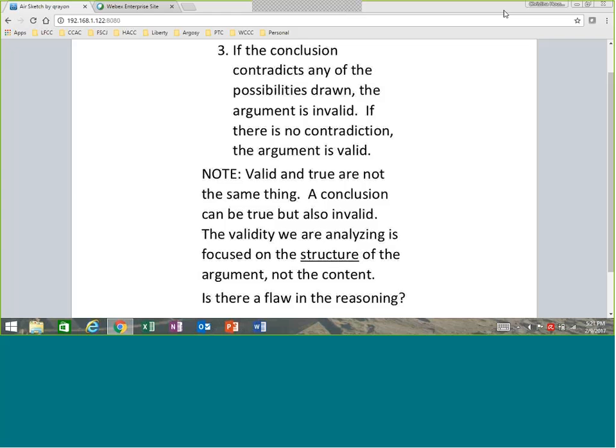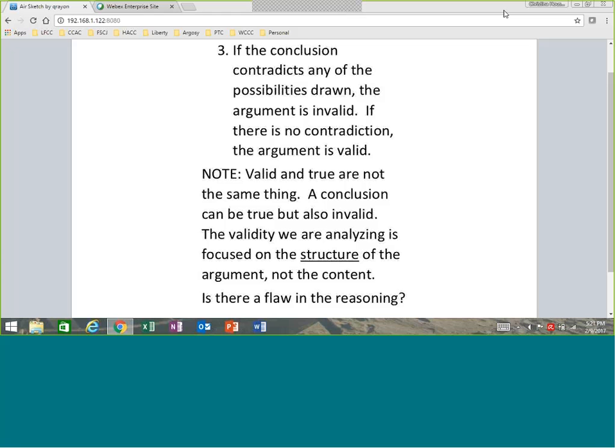Okay. Now I want to mention that it's possible to have a valid argument that does not have a true conclusion. Valid and true are not the same thing. A conclusion can be true, but it could also be an invalid argument because we're looking at the structure of the argument, not the content of what's being stated. The conclusion might be very true, but if it's not based on the premise statements, it's an invalid argument.